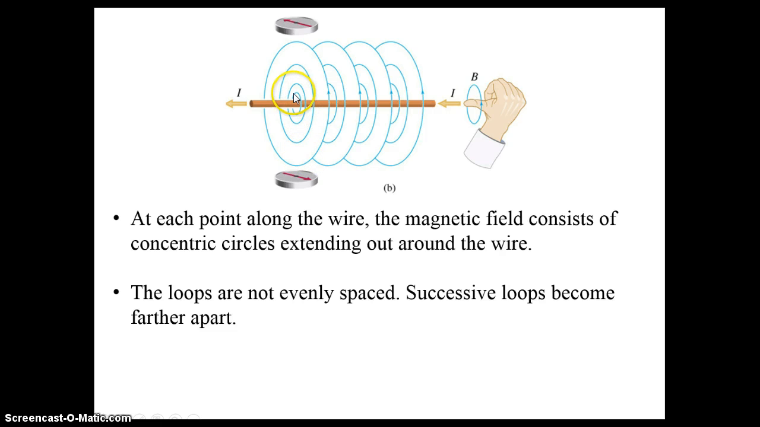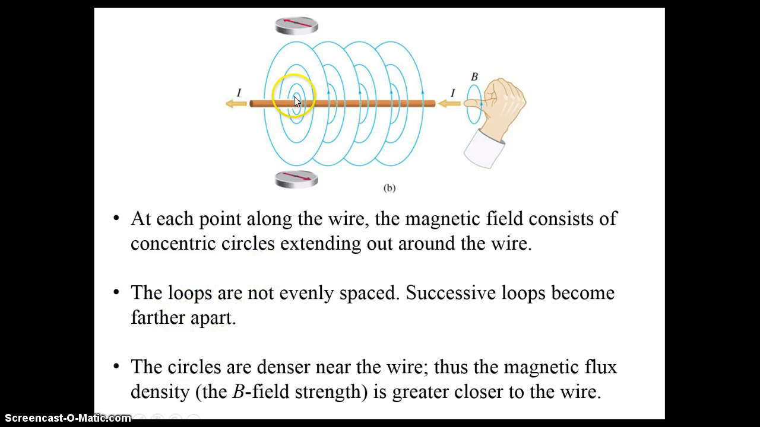Here's what I mean. The first loop here and the second loop here, those two are closer than the second is to the third. So the distance between the first two is smaller than the distance between the second and the third. And the distance from the second to the third is smaller than the distance from the third to the fourth. So each successive loop is farther and farther away than the previous one was. They become more widely spaced.